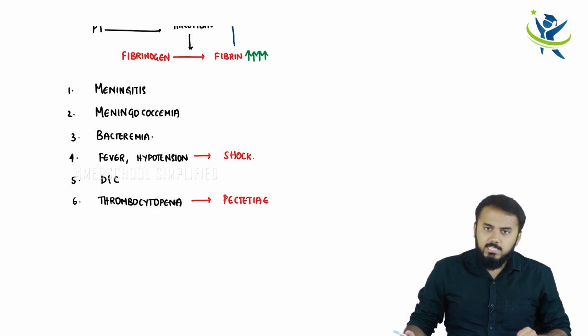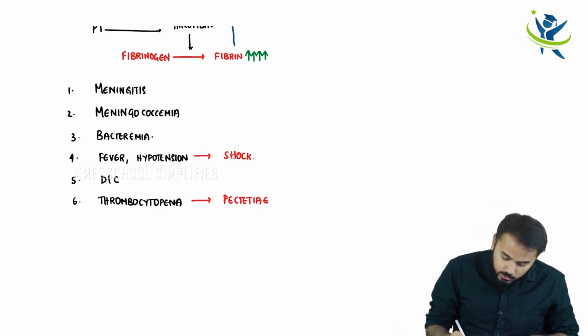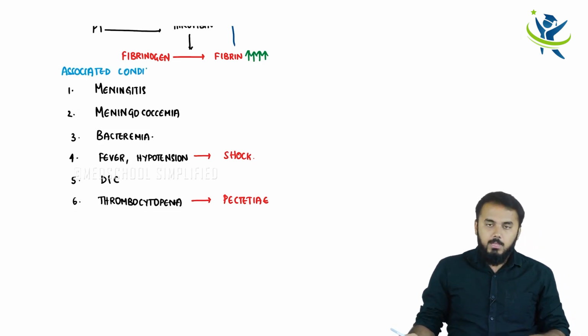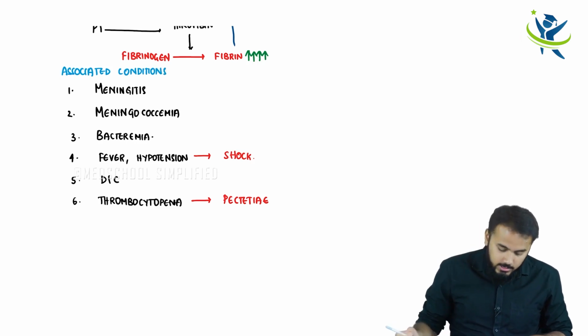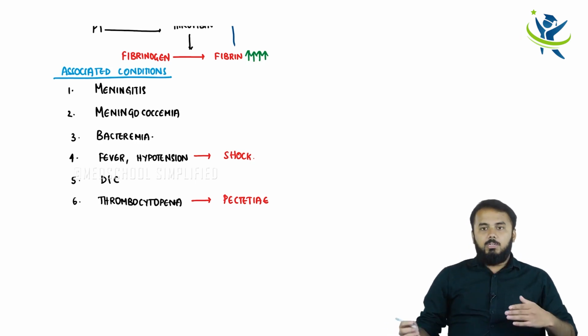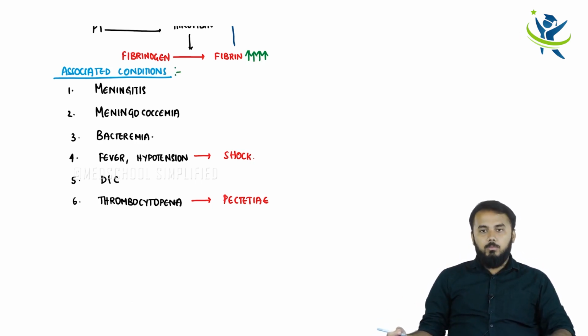So what are the things, guys? What are the conditions that are associated? If I ask you what are the associated conditions with this bacteria? So now all of you very perfectly know what I am talking about. Associated conditions are, yes, meningitis, meningococcemia, bacteremia, fever, hypotension, disseminated intravascular coagulation and thrombocytopenia.